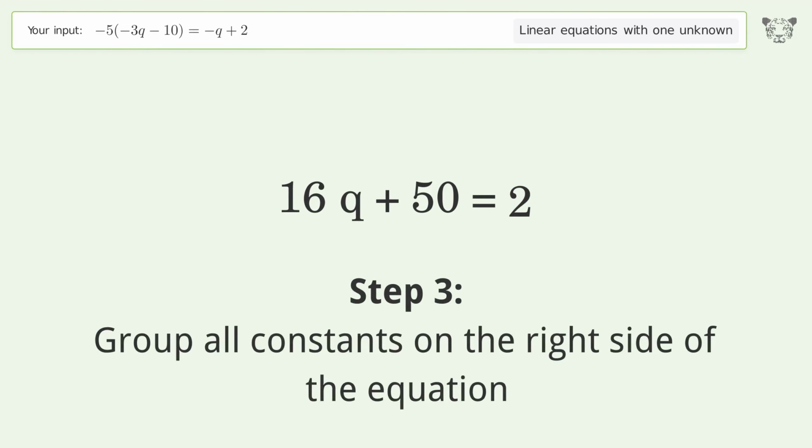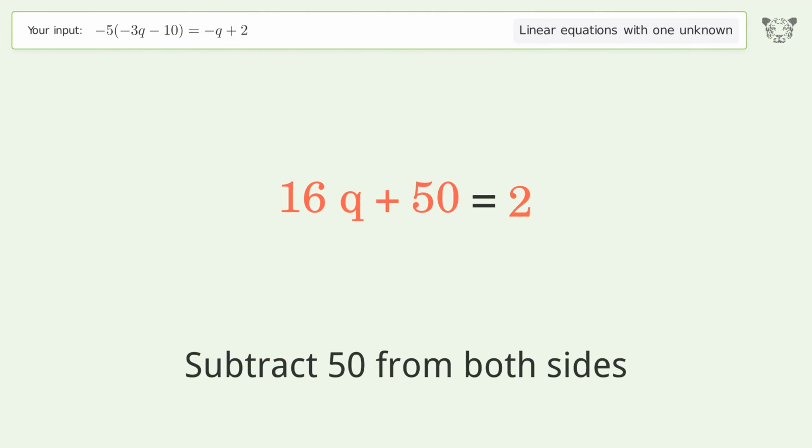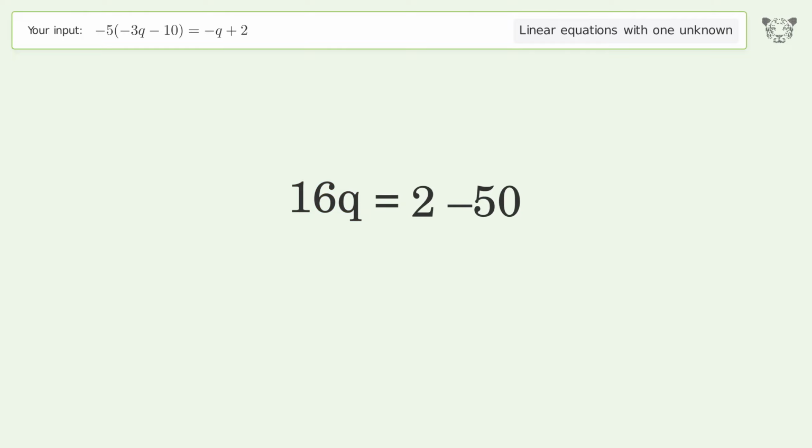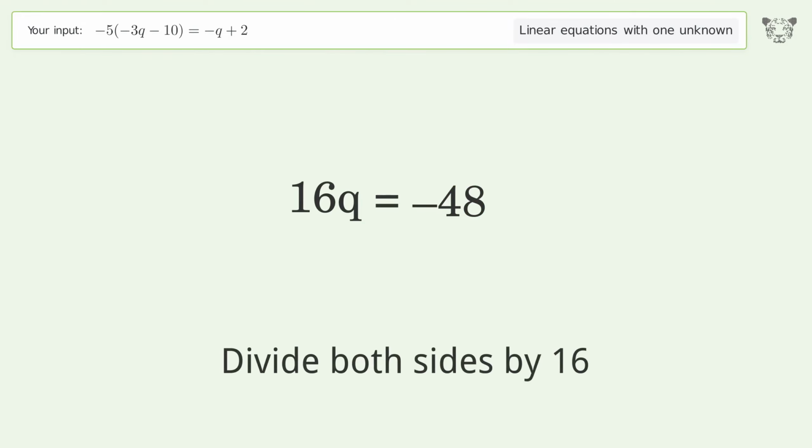Group all constants on the right side of the equation. Subtract 50 from both sides. Simplify the arithmetic. Isolate the q. Divide both sides by 16.